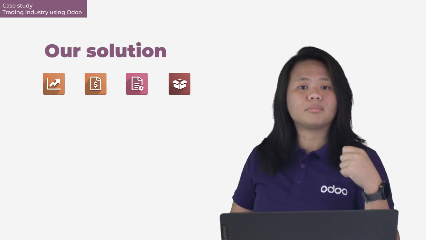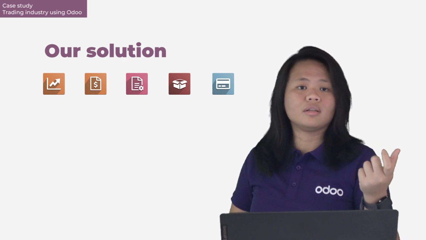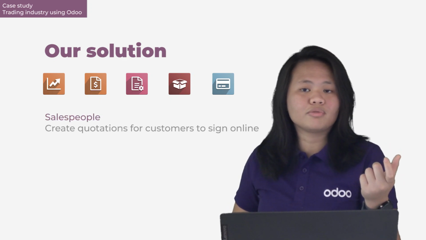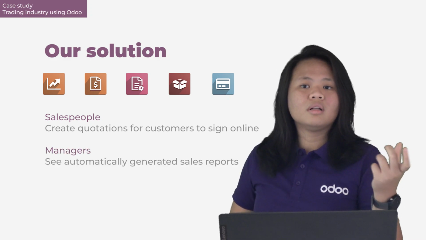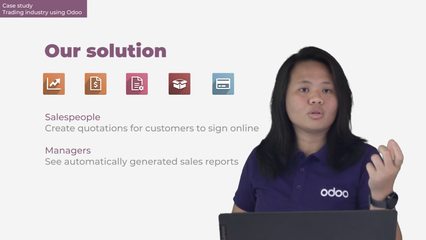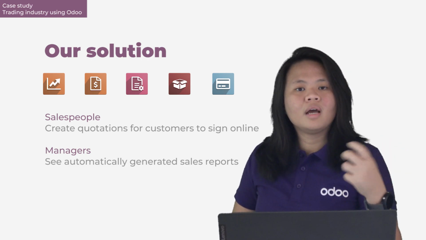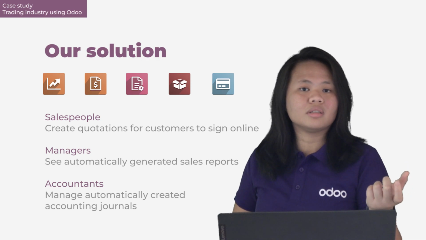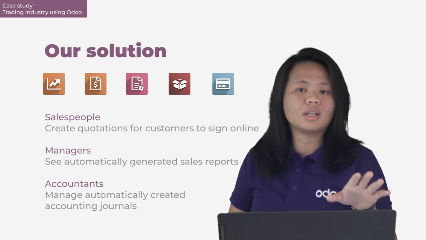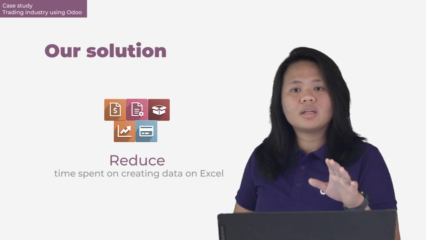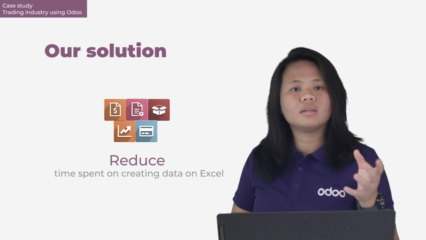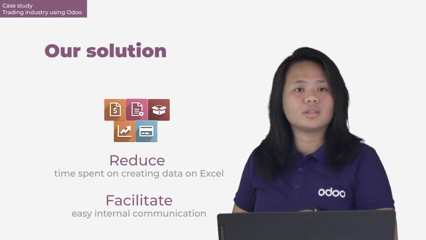So in today's case, we're going to help them with our sales app, invoicing, accounting, inventory, and purchase to help the accountant, manager, support, and other operations people easily create quotations for the customer, and the customer can sign or accept it online. Then people can see the sales reporting that is automatically created by Odoo, and the accountant can easily manage the accounting because all the journal entries will be automatically created by Odoo as well. In this way, they can reduce a lot of time creating the data in Excel, and that's why they can have easy internal communication as well.